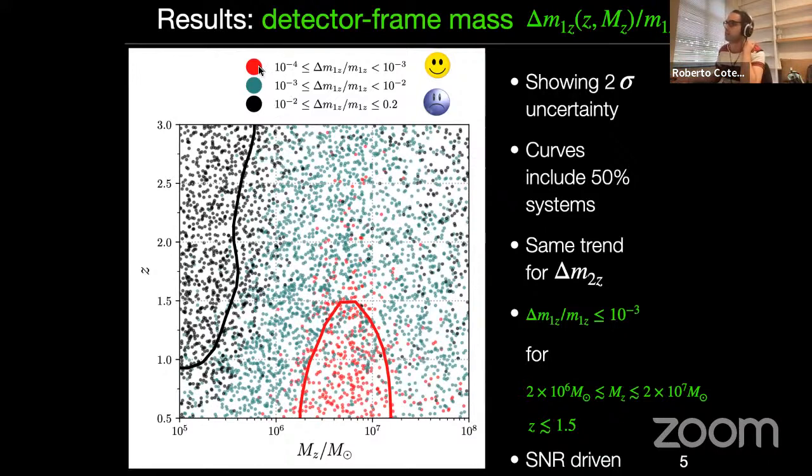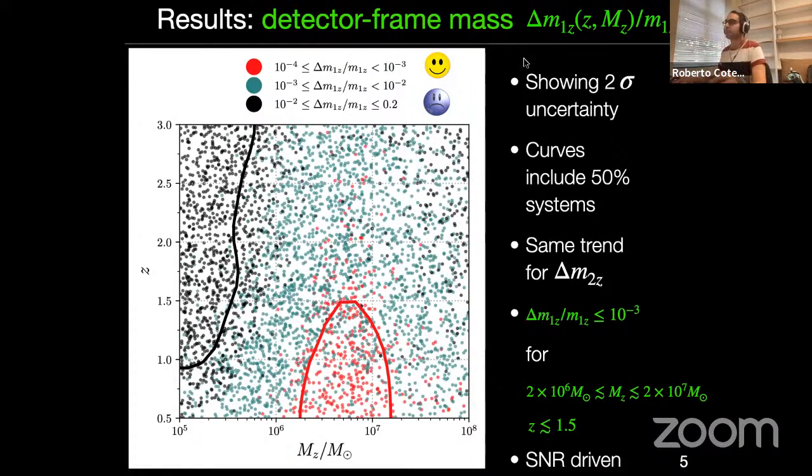Here you see three colors. I always use three colors. The red is the best measured binaries, which are the most interesting, of course, and the black is the worst measured binaries, which are the least interesting. I also have these curves to guide the eye, and they include 50% of the systems inside the color category, to give an understanding. So now let me actually describe what I'm showing in this plot, and not in these generic kinds of plots.